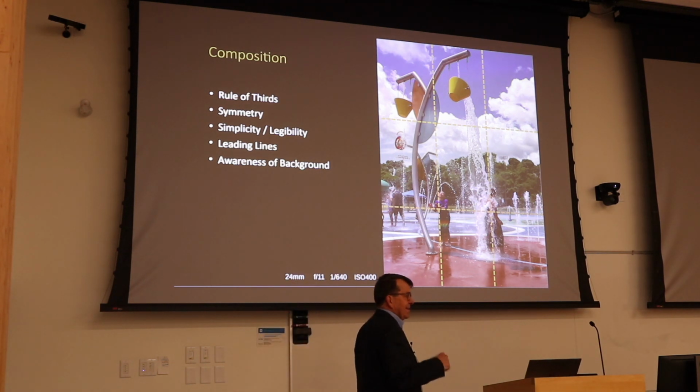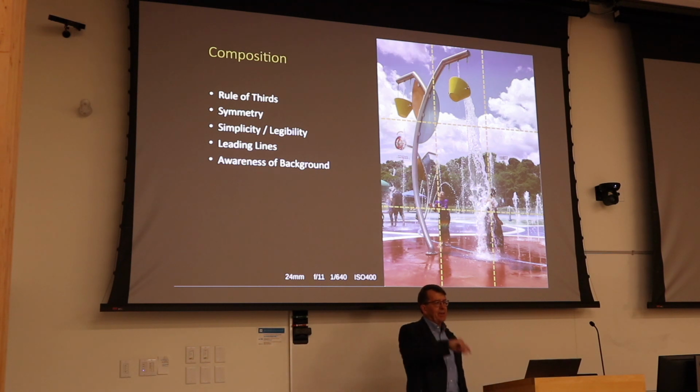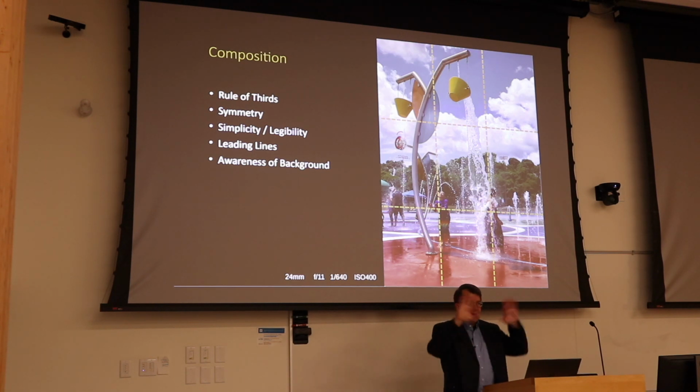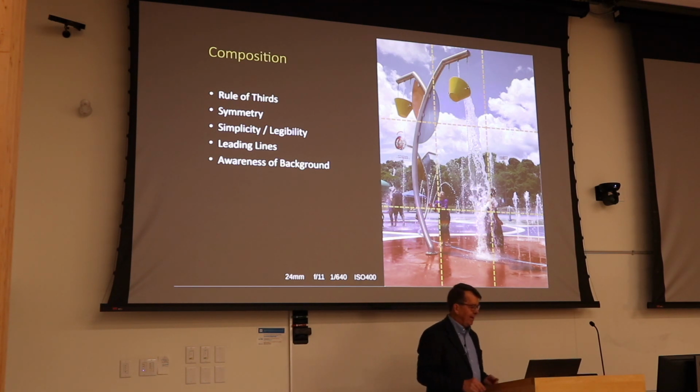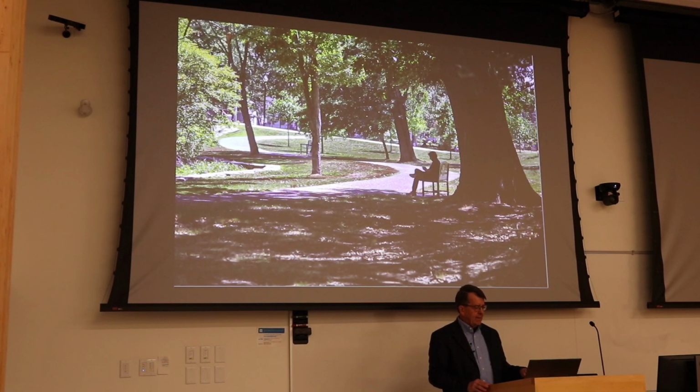You want to have something that's relatively simple and legible, and then using leading lines to draw people's attention into a scene. In this case, I'm thinking really the leading lines are up and then the water down. And then just awareness of the background. You don't want fussy things happening in the back of the photo that are going to distract. So this is an example.